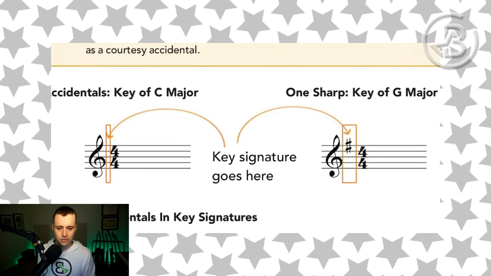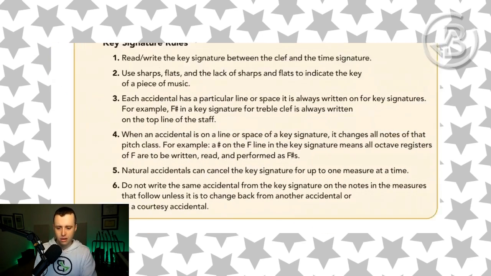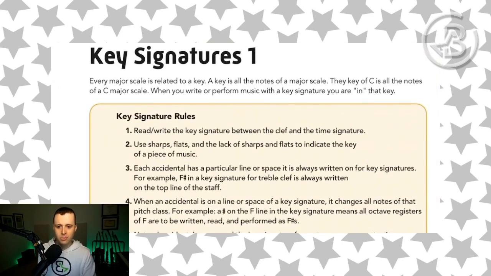Right there and right there, you see that we have an accidental on the right, written on line 5 of the staff, and on the left, there are no accidentals, and those are both key signatures. So let's talk a little bit more about key signatures.